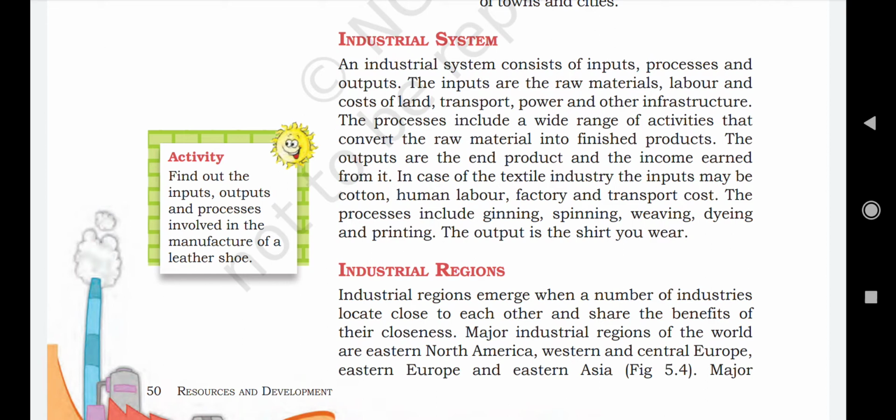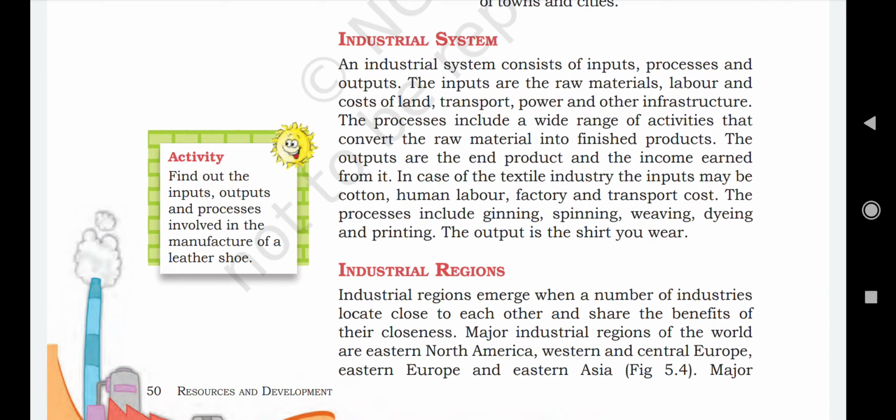After finishing the product, after manufacturing the complete products, when you send them to the market and earn some income from it, that is the output of that industry.